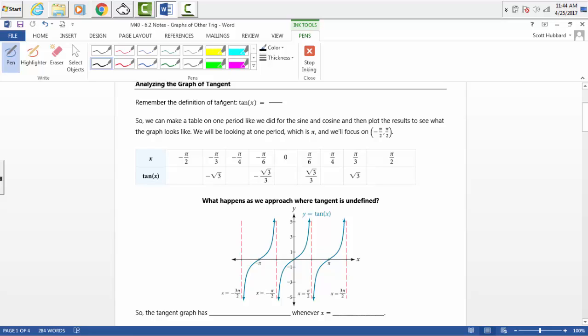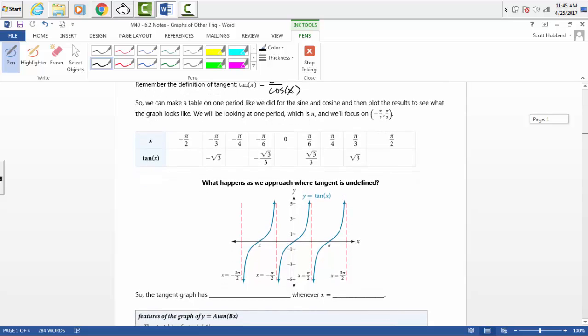So first things first, remember the definition of tangent. It's y over x. That's on the unit circle. But in general, tangent is also opposite over adjacent. But another way to think about tangent is that it's actually just sine over cosine. So what that means is that whatever the angle x is, the tangent is just going to be the ratio of the sine over the cosine.